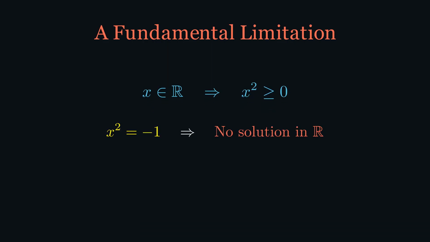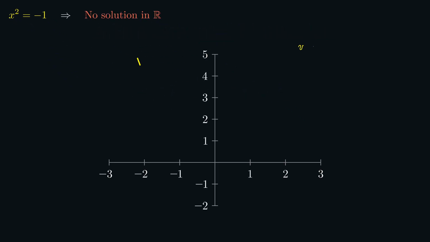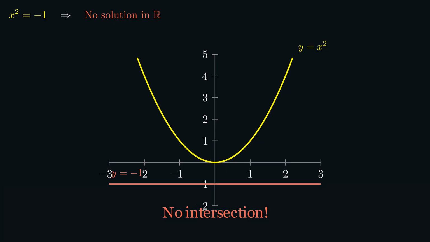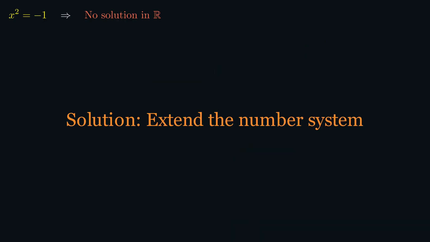Now we face a fundamental limitation of the real numbers, and I want you to really feel this limitation before we resolve it. The square of any real number is non-negative. Positive times positive is positive. Negative times negative is also positive. So the equation x squared equals -1 has no solution in R. The parabola y equals x squared sits entirely on or above the x-axis. It never touches the line y equals -1. Mathematicians respond to limitations by extending the system, and that's exactly what we'll do.